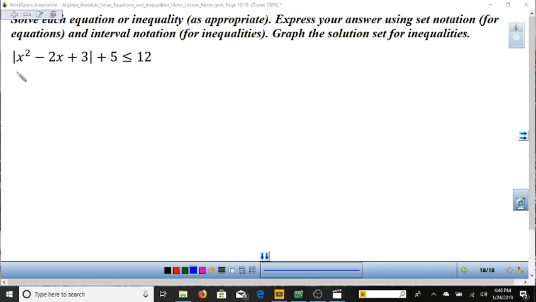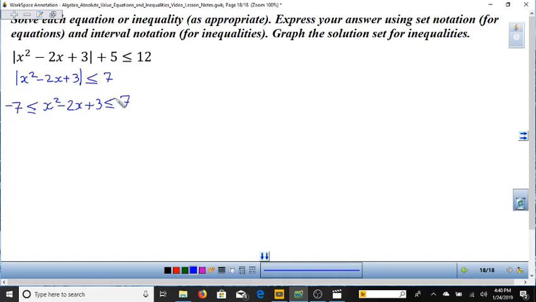So absolute value of x squared minus 2x plus 3 is less than 7 because we are subtracting 5 from both sides. And now, since it's a less than or equal to, we're saying that what is inside the absolute value is between -7 and 7 because it's closer to 0 than 7 units.